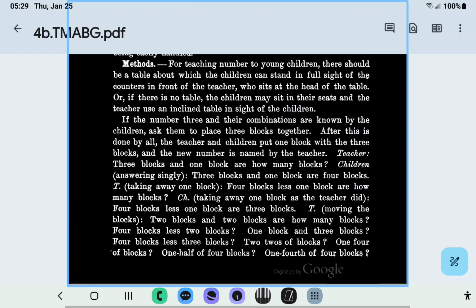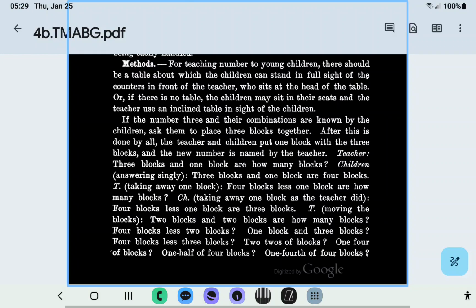If the number 3 and its combinations are known by the children, ask them to place 3 blocks together. After this is done by all, the teacher and children put 1 block with the 3 blocks, and the new number is named by the teacher. Teacher: 3 blocks and 1 block are how many blocks? Children, answering singly: 3 blocks and 1 block are 4 blocks.